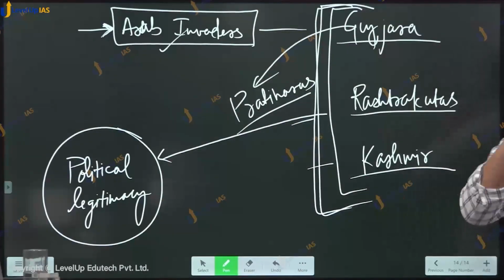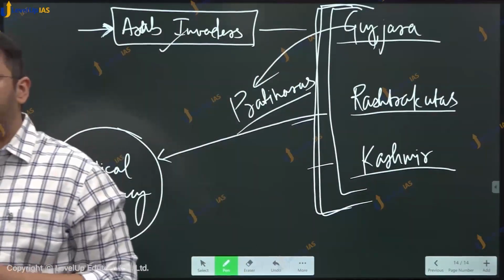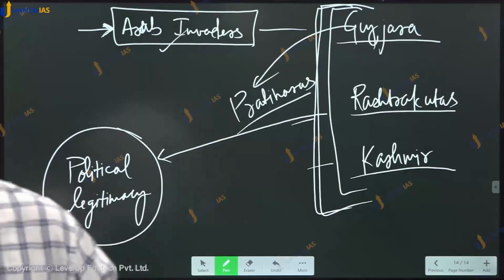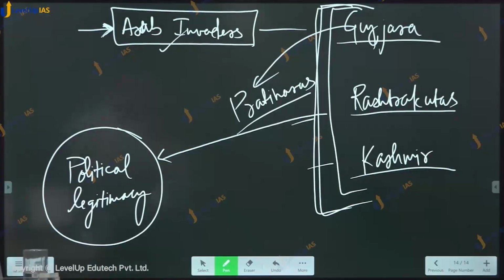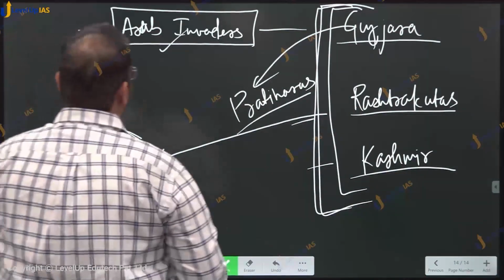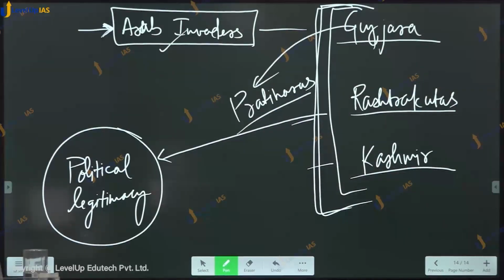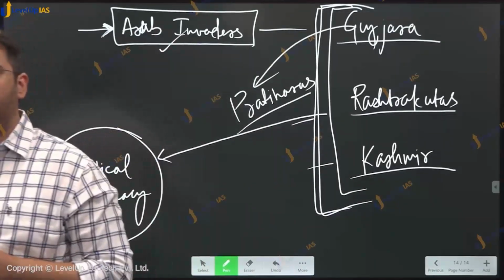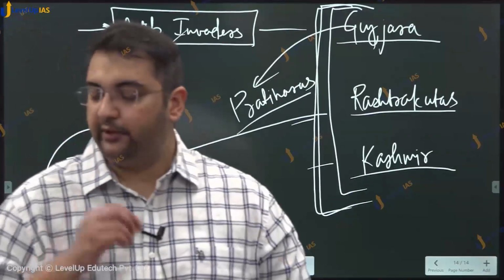ठीक, next sub point लिखो, the presence of the Arabs on the western frontier also played a significant role in political formation in the rest of the subcontinent. Full stop.